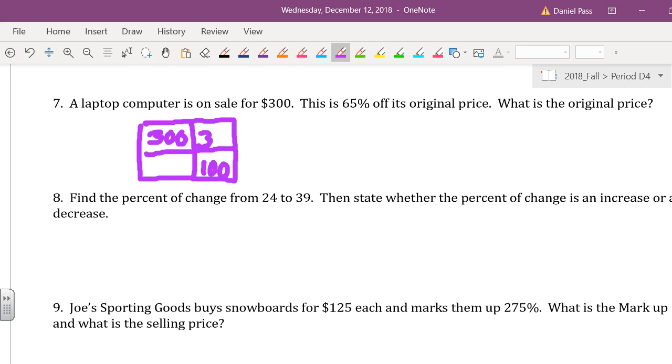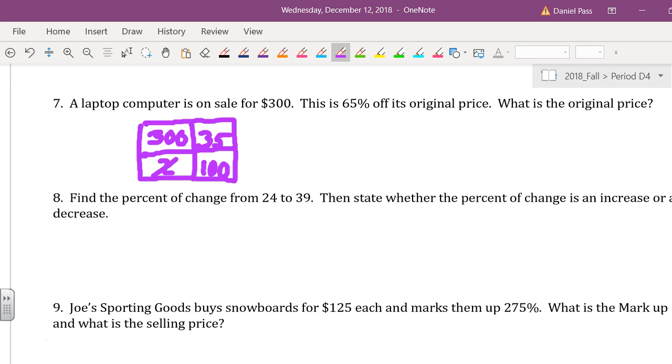Yes, 35. And why? Because when you take 65% off, there's only 35% left. Right. Now, is this an X right here because we don't know it? Okay, cool.